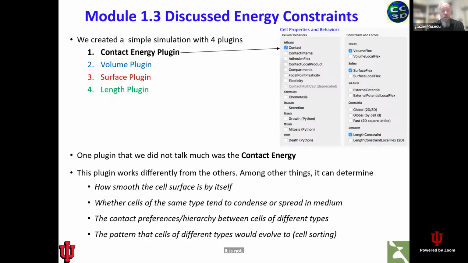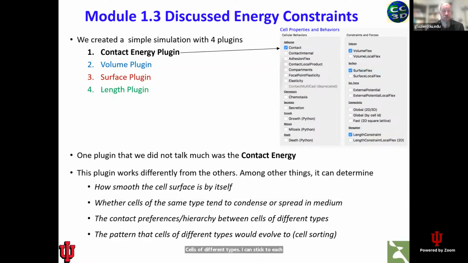And that means that it has some features that are somewhat different. It's quite important. Contact energies determine how smooth or rough the surface of a cell is. It determines whether cells of a given type tend to condense with each other, and we'll do that in a few minutes, or spread out in medium. It determines whether cells of different types like to stick to each other or don't.